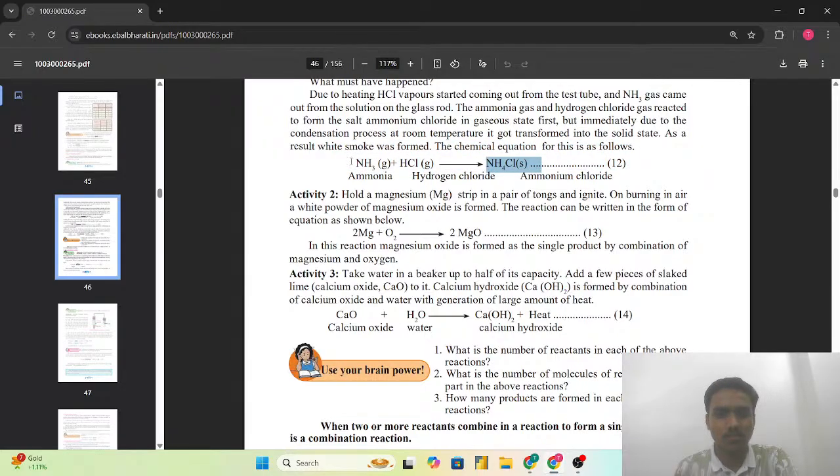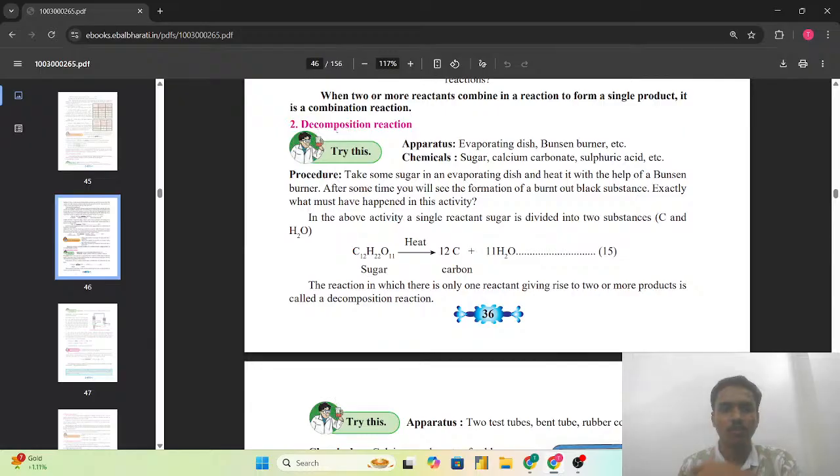As we can see, when two or more reactants combine and lead to the formation of a single product, that type of reaction is called a combination reaction. And we have also studied the decomposition reaction.